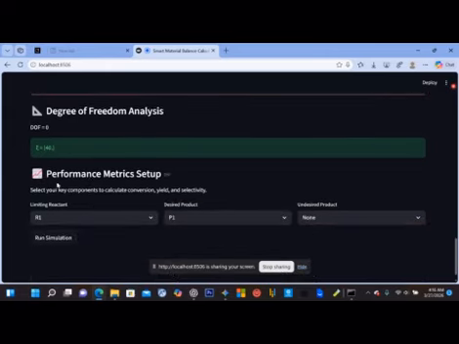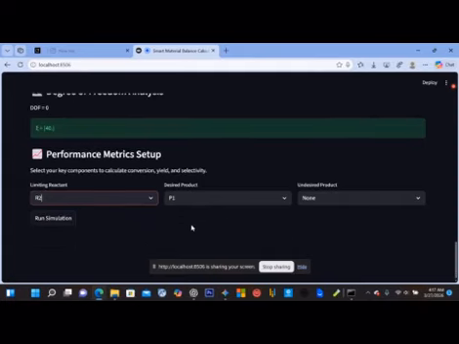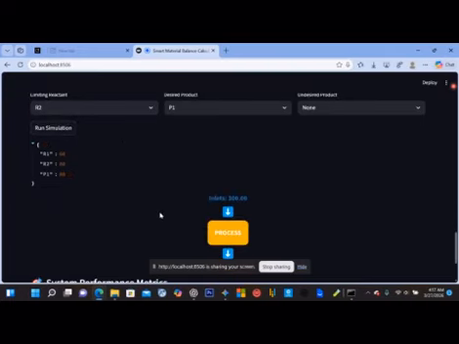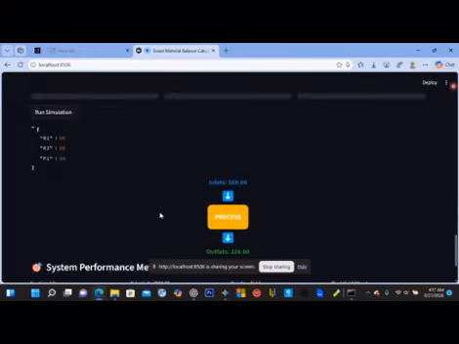So for the performance metric setup, we can manually tell, or even just from looking, that our limiting reagent is the hydrogen. So we select the R2. Then finally, our desired product is the P1, and we don't have any undesired products. So you just run the simulation, and this is what we are getting.